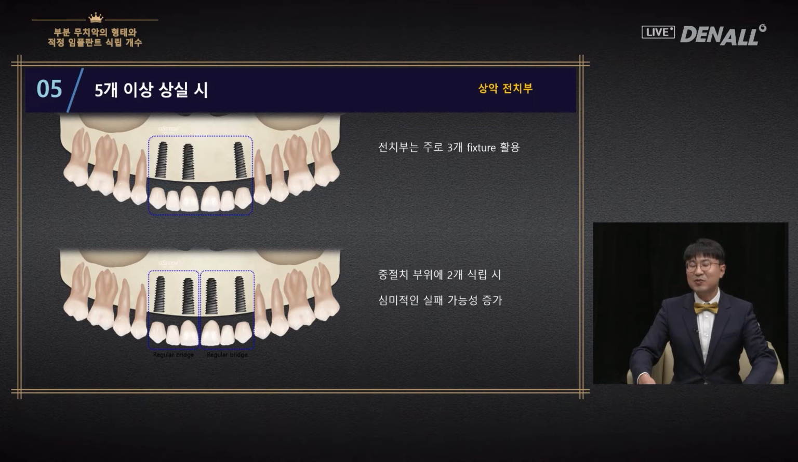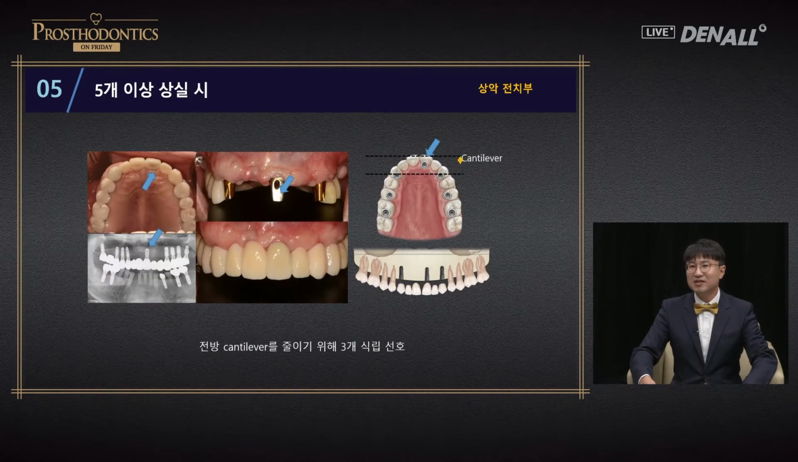Anterior side, it's a different story. I'm going to talk about 6 anterior cases. Mostly 3 implants are planned. As shown in the bottom, if you place 2 implants in the central incisal area, there's high probability of aesthetic failure, as it can invade embrasure space.